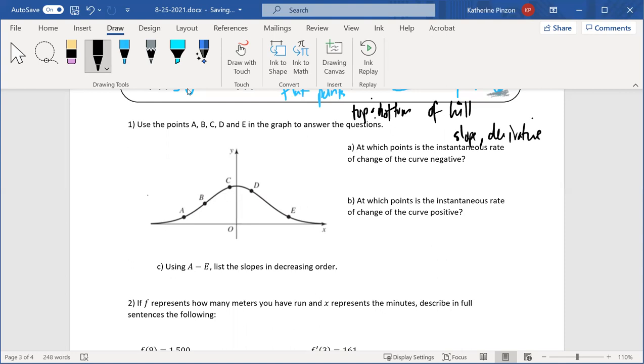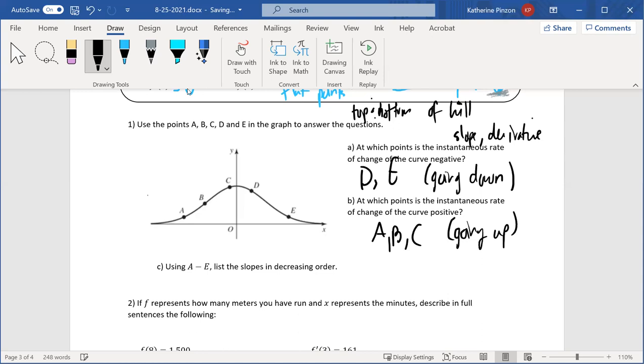So here are 5 points, A, B, C, D, and E. Where would you say that the instantaneous rate of change is negative? Yeah, D and E. At those 2 points the graph is going down. D and E, going down. Decreasing. Yeah. At which points is the instantaneous rate of change of the curve positive? Yeah, the other 3, A, B, and C, where it's going up. Okay, that was the easy part. Going up.